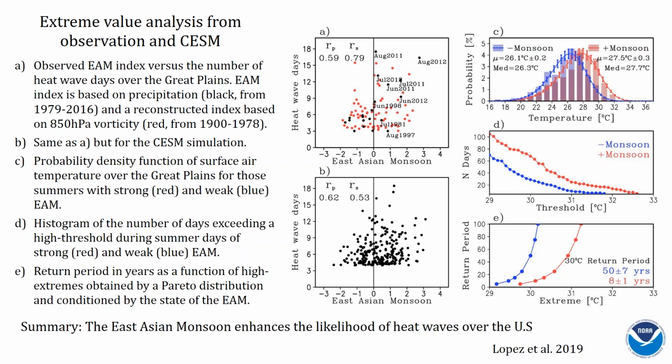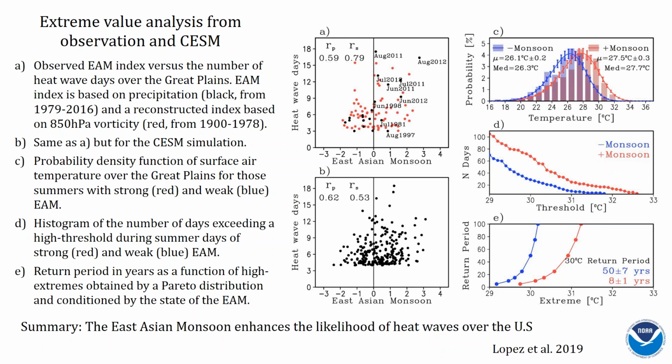For the summer months with weak monsoon versus summer months with strong monsoon, you can see a very significant shift in the PDF. And this is not extreme, this is all temperatures. And this is for daily mean, that's why it doesn't look extreme. And panel D shows just the count of the number of days as a function of threshold.